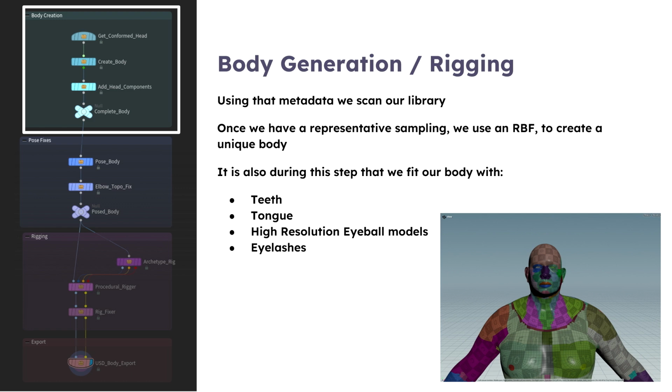So at this step, we use the metadata from the head, and we start looking into our vast library of scanned bodies, and we filter those down into relevant sample pools. Once we get a relevant sample pool, we use a radial basis function to create a unique and correlated body shape. It's after this that we start fitting that head with teeth, tongues, high-resolution eyeball models, eyelashes, etc.